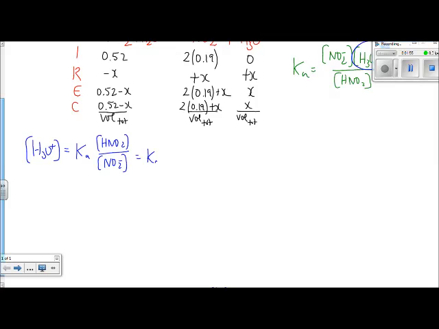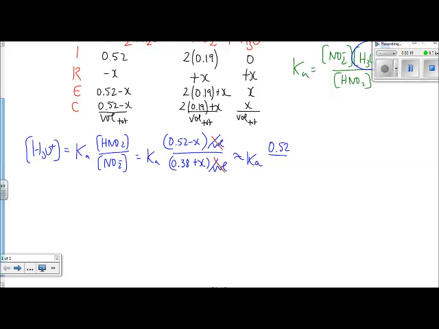We can put some numbers in now. We'll leave Ka as it is, but we have 0.52 minus X moles of the acid and 0.38, that's 2 times 0.19, 0.38 plus X moles of the conjugate base. All divided by the volume. Same volume, so those will cancel. See, we don't need to know the total volume for now.